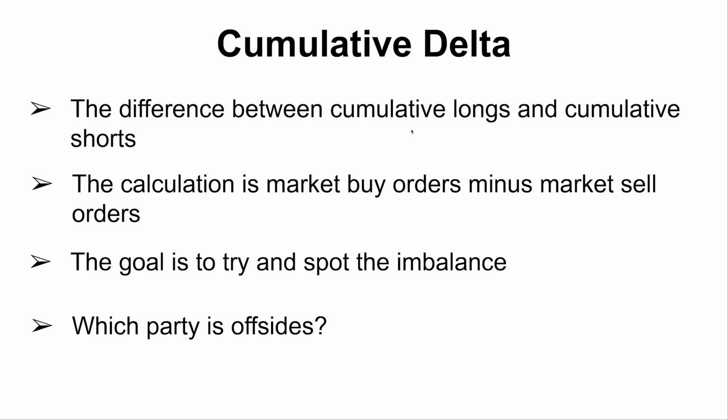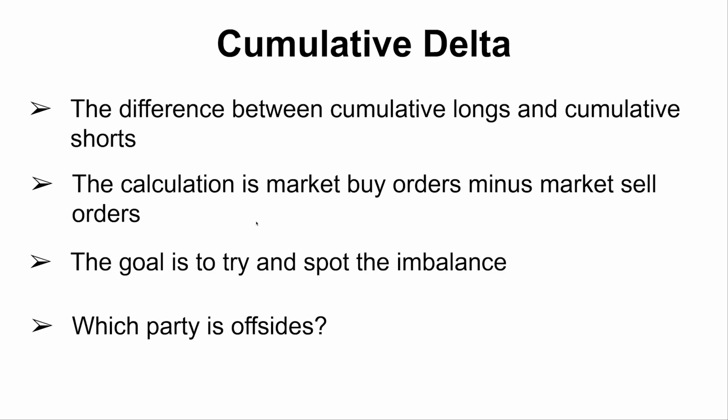Okay, so I want you guys to, again, always think about that conversation of buyers and sellers and this market participant psychology. And the players, or buyers and sellers, are longs and shorts. Now, the calculation is market buy orders minus market sell orders. And when we're looking at the cumulative delta, it's showing us the combination of both.